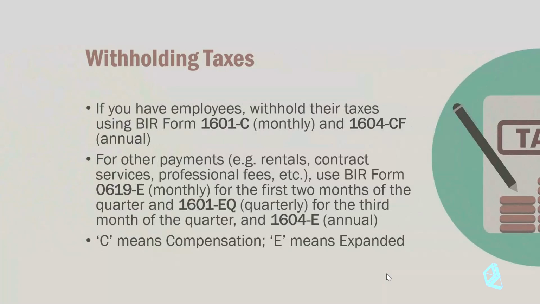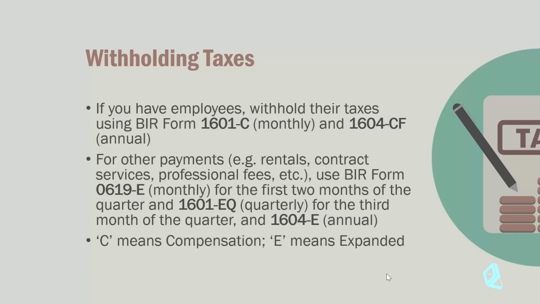These are the two major withholding taxes that you have to pay. First, if you have employees, withhold their taxes using Form 1601C, which is monthly, and 1604CF, annual reporting. And for other payments to your suppliers like rentals, contract services, professional fees, etc., use BIR Form 0619E. This is the new form.